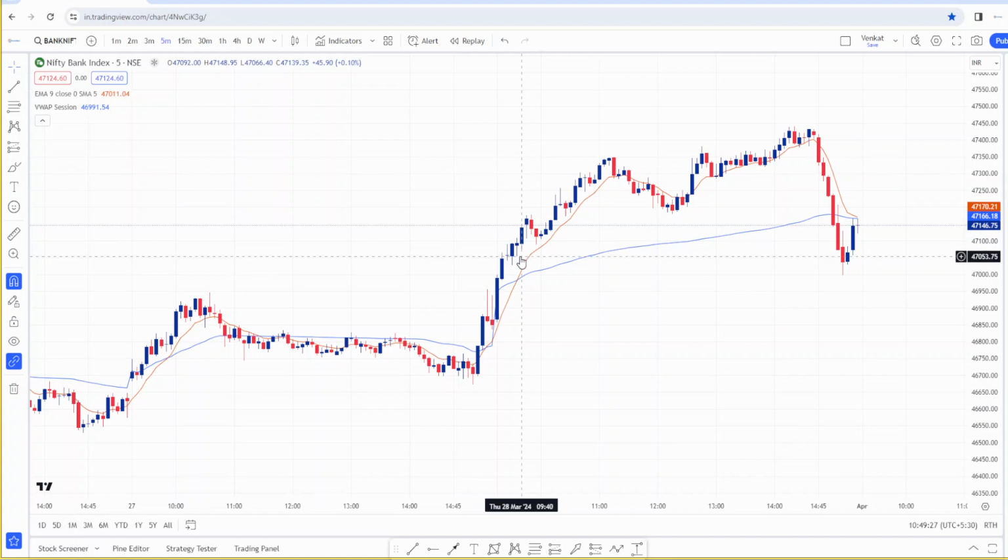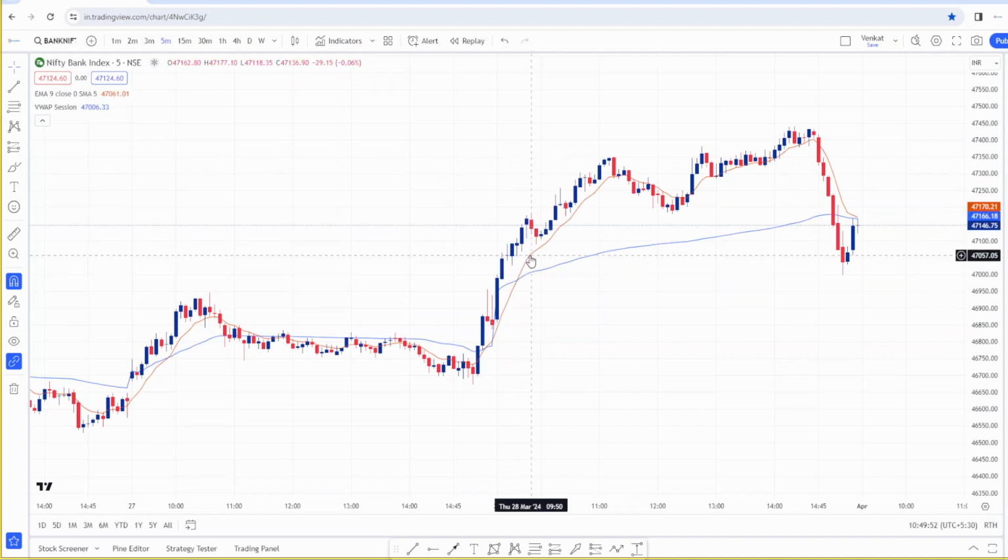Either you can trail your stop loss, or you can just double the stop loss. That is, if the stop loss is 50 points, you can double your target, so your target will be 100 points. Your entry point is 47,100, so your first target will be 47,200, somewhere here. As soon as the price reaches this level, you can either square off your position, or you can trail your position using this moving average only.